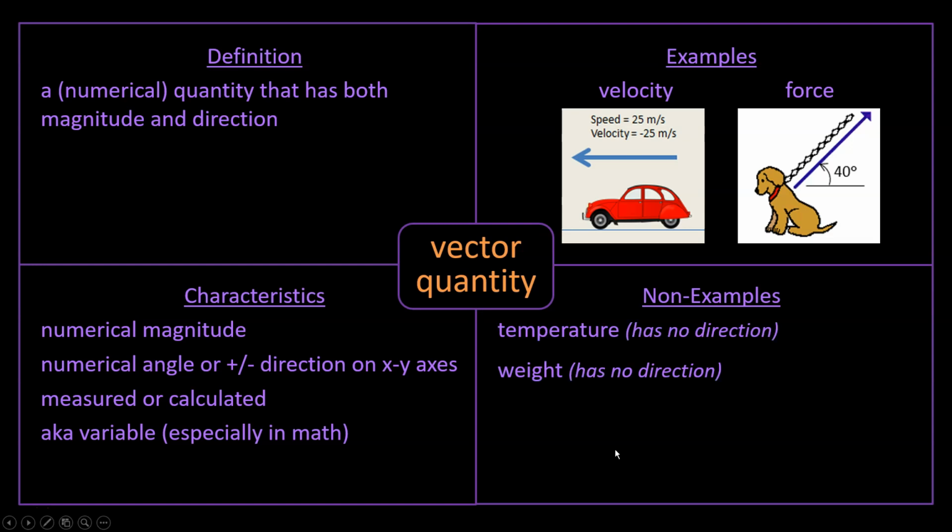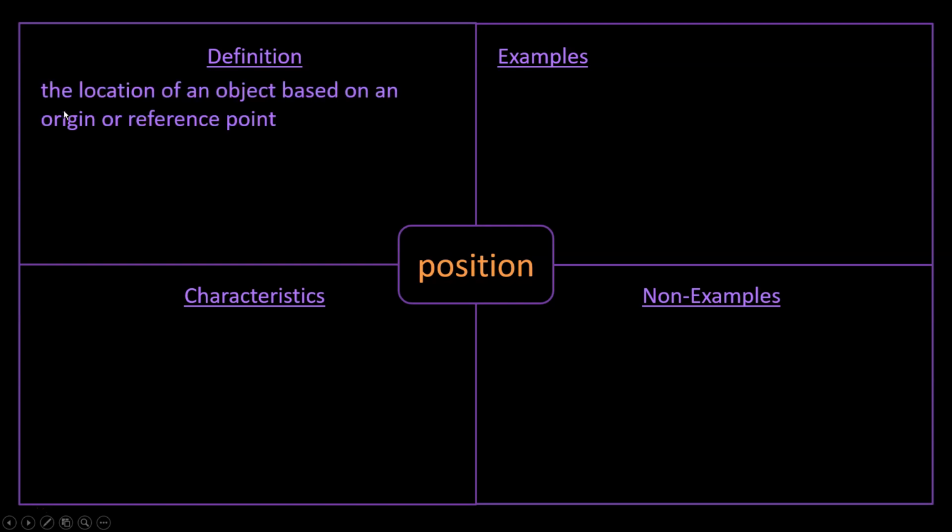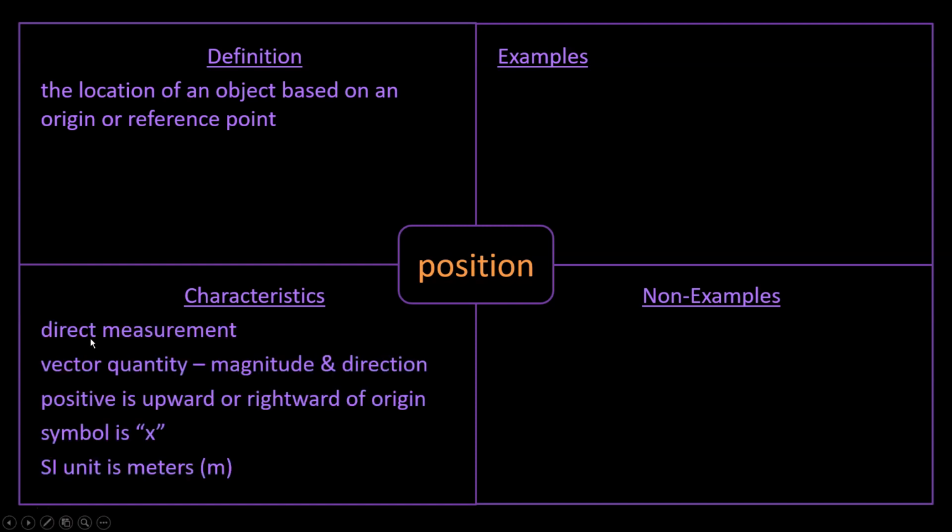Let's look at some non-examples: temperature and weight, and of course we described in the previous slide how it makes no sense for them to have direction. Okay, now that we have that background information, let's move on and look at some specific quantities we use to describe motion. Position is the first one. It's the location of an object based on an origin or reference point. It is a direct measurement. It's a vector quantity. It has both magnitude and direction. Positive is upward or rightward of the origin.